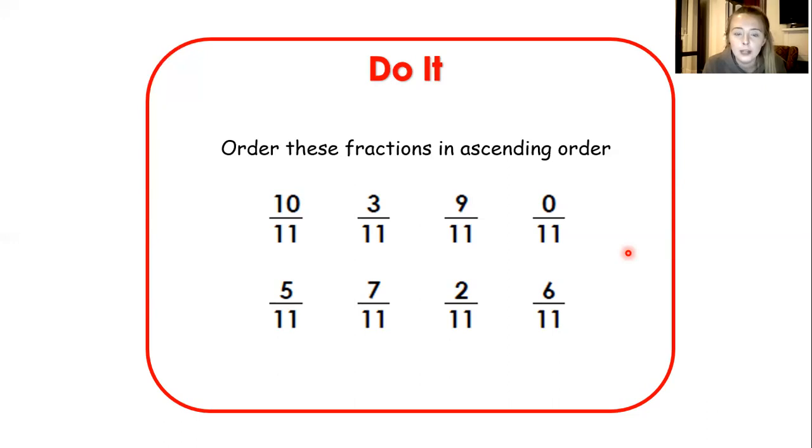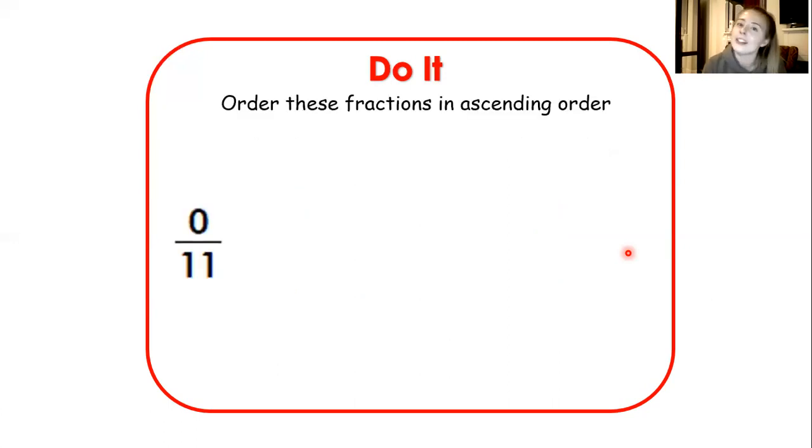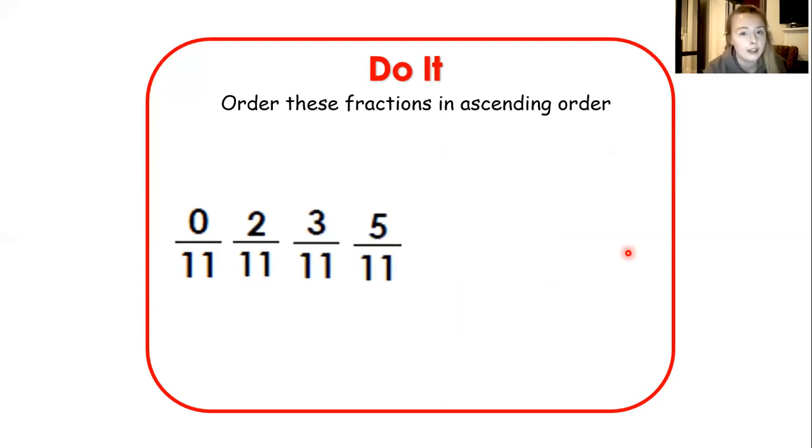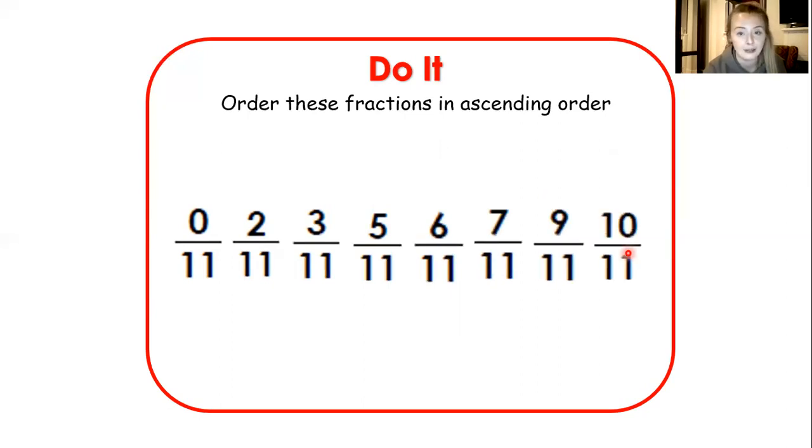Okay then, hopefully you had a go at that. So what is our smallest fraction then? It was 0 out of 11, because there's 0 of them. If you had 11 sweets and you got 0 out of 11, that means you got 0 of those sweets. You didn't get any equal parts. Okay? Then it goes up to 2/11, 3/11, 5/11, 6/11, 7/11, 9/11, 10/11. They are going up in ascending order. So well done if you got that.